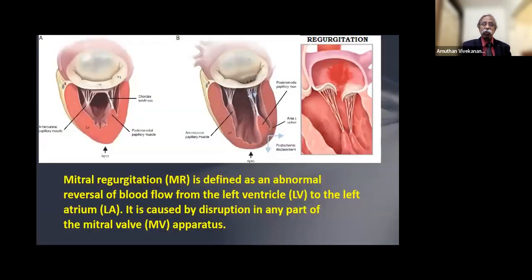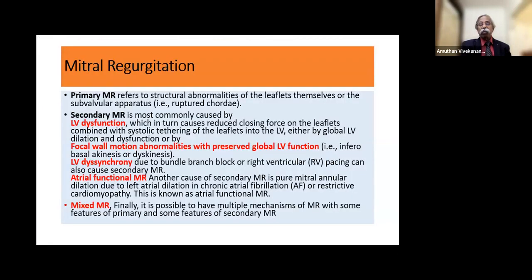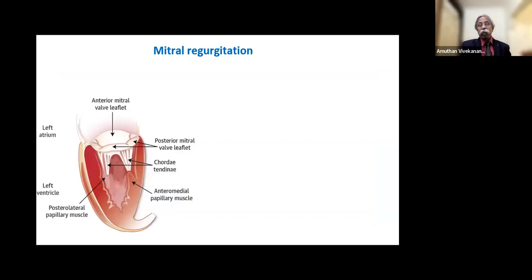Now, coming to the last section of our discussion, mitral regurgitation. It is one of the most important complications for which our interventional cardiologists are picking up active structural heart intervention. Secondary MR is the most common problem secondary to acute myocardial infarction and LV dysfunction. So these are the types of secondary MR you can have.